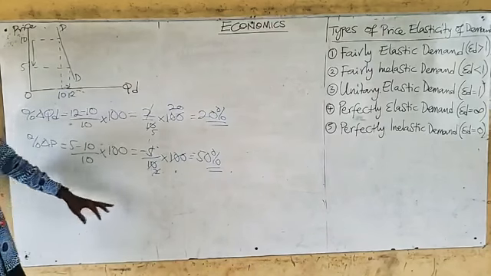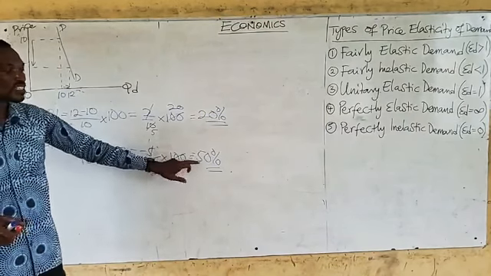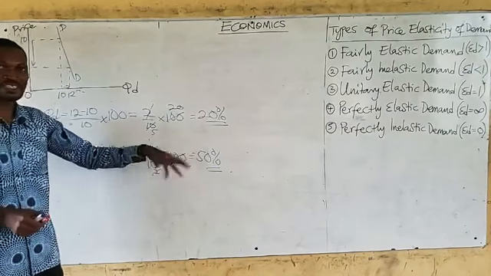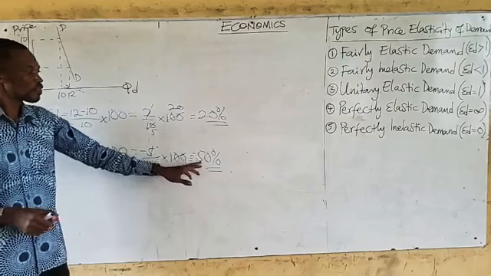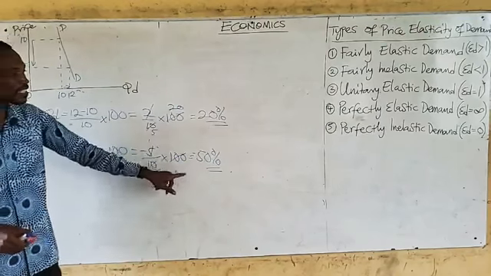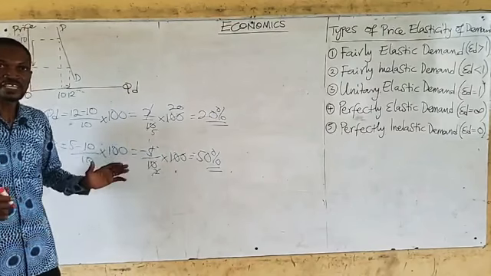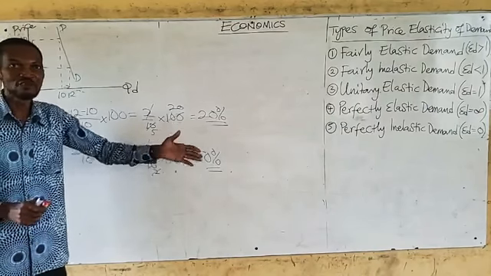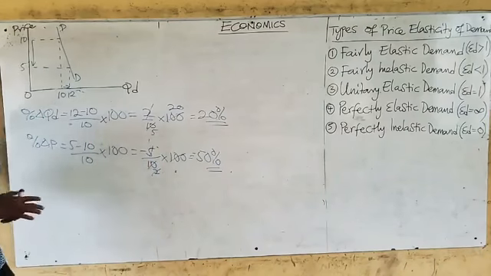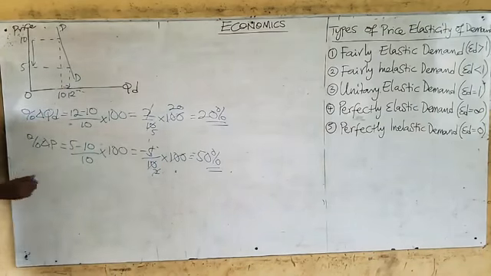You will notice that the percentage change, we say that in elasticity we ignore the minus signs. Okay, so you see that the percentage change in the quantity is 20%, while the percentage change in the price is 50%. Automatically, we said that is leading to fairly inelastic demand. And let's find the value and see what happens.